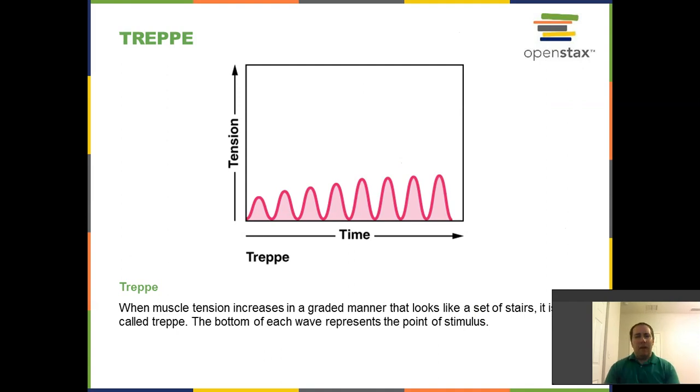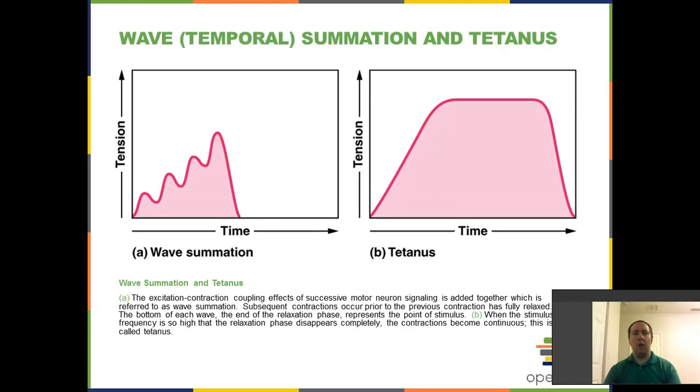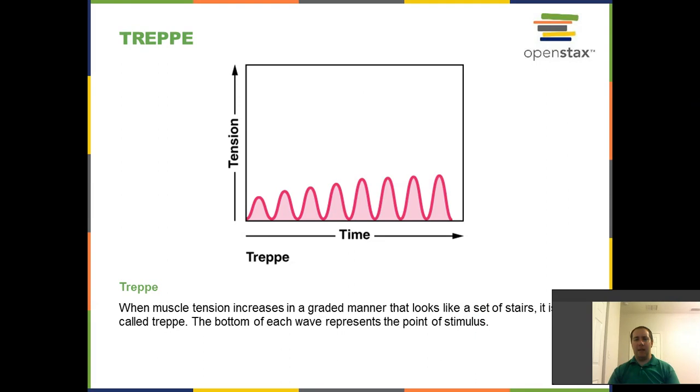Similarly, this graph looks very similar to our wave summation graph. However, we have relaxation between each contraction until we get down to 0. We call this treppe. Essentially, each peak is almost the same height as the one before it.